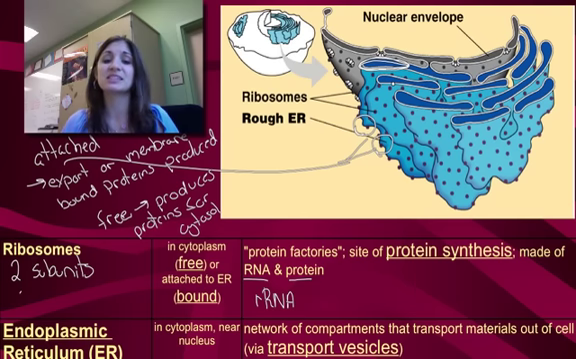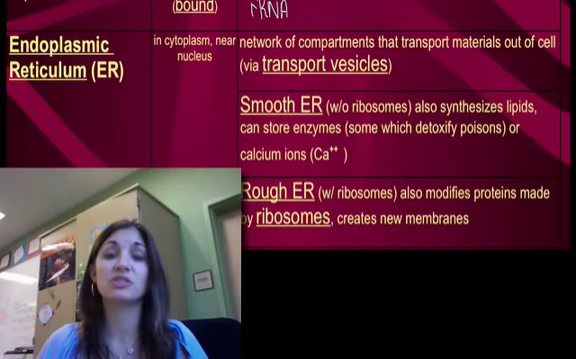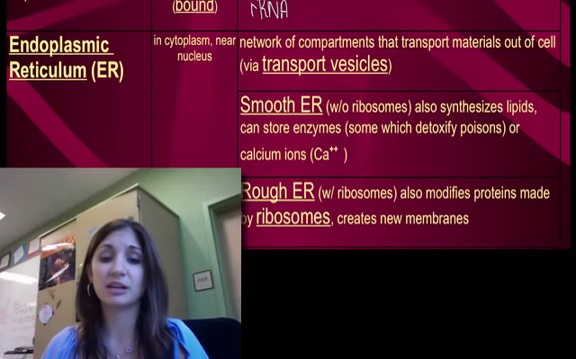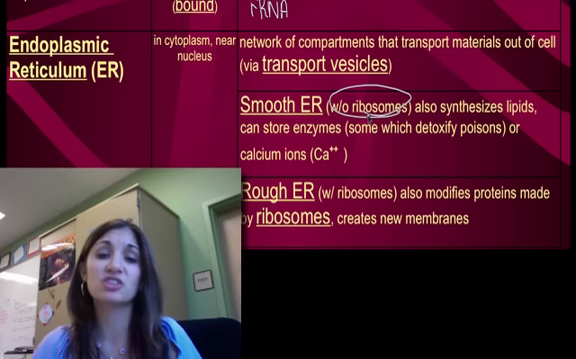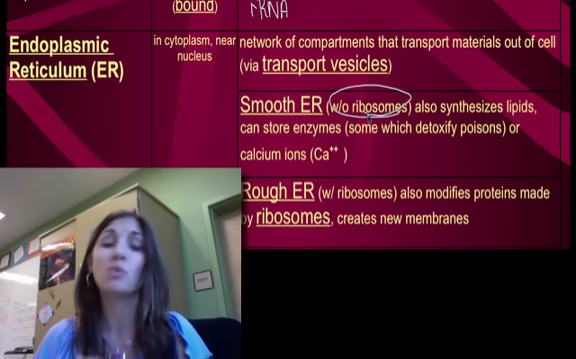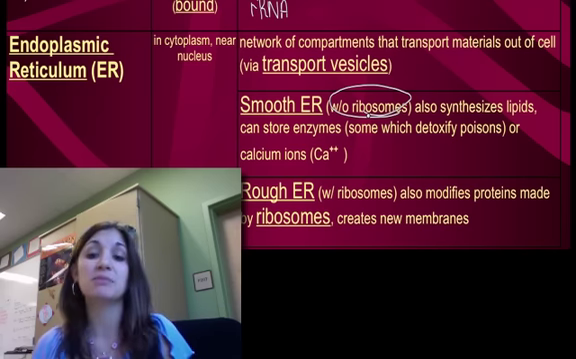Now, we've talked a little bit about that rough ER, and it's rough because it has ribosomes, and this is where protein synthesis is going to happen. But the smooth ER is also an important series of vesicles where different chemical processes are going to happen. And the smooth ER has slightly different functions. Well, first of all, it's smooth because there's no ribosomes, and if there's no ribosomes, what isn't happening here? That's right, no proteins being manufactured here.